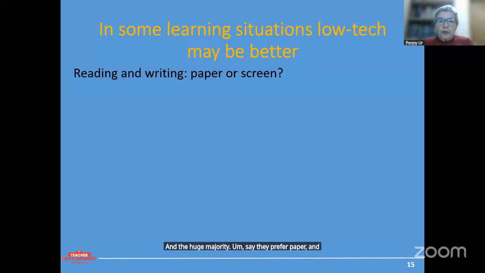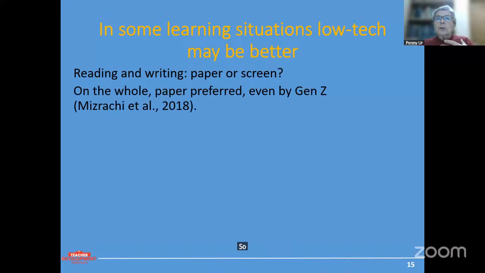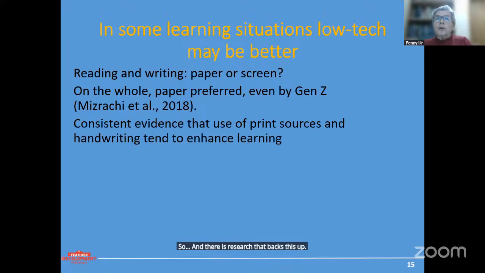And this includes the young teachers, Gen Z, really the ones who grew up using screens and using cell phones and tablets and laptops. And even so, most people actually prefer reading from paper. So, there is research that backs this up. And there is also consistent evidence that using paper and handwriting tends to enhance learning.